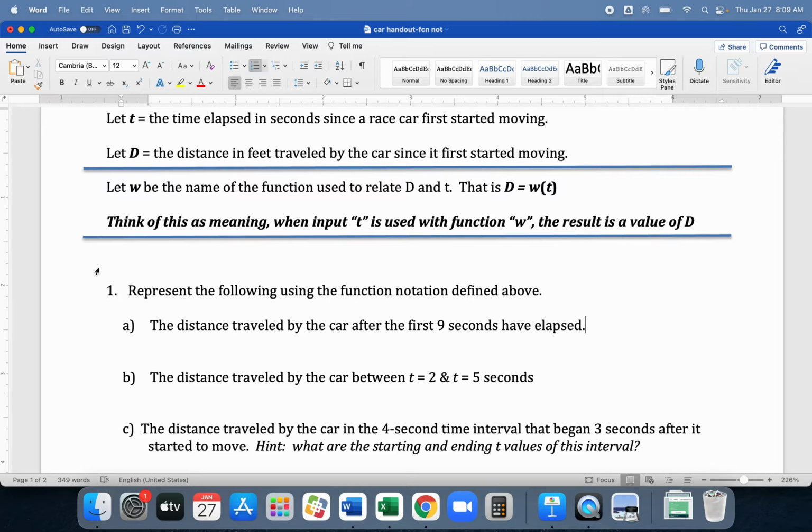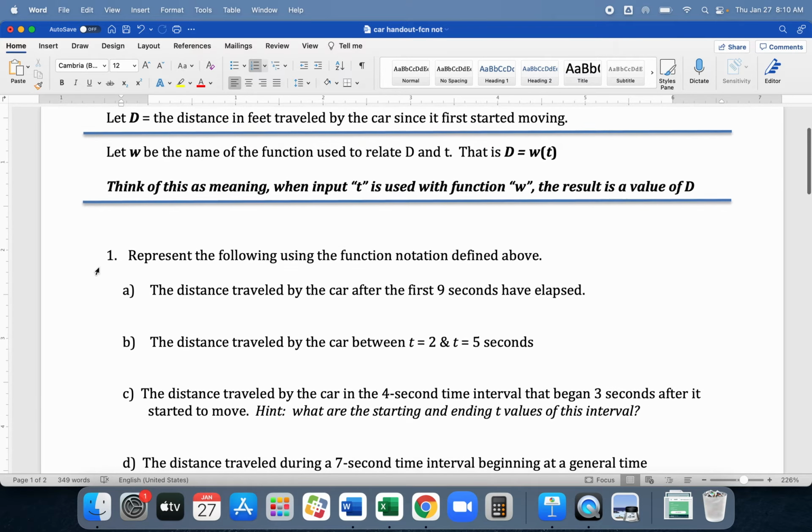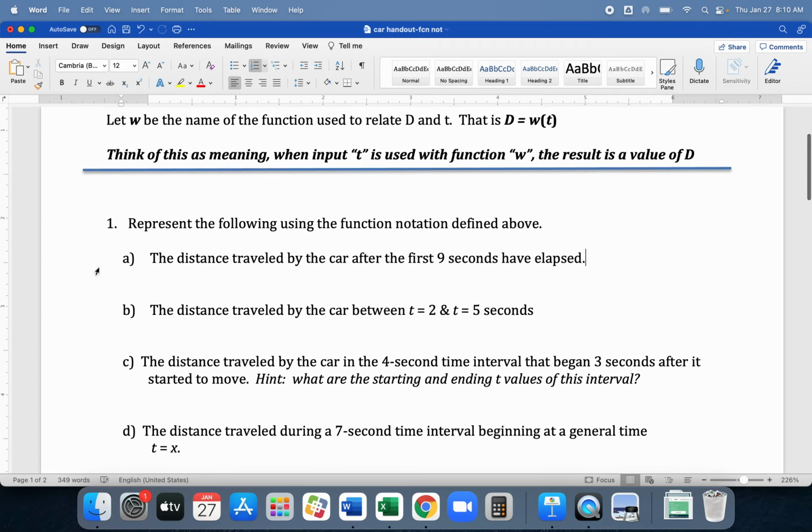So in boldface, you can see this reminder. Think of this as meaning when input t is used with function w, the result is a value of d, distance. All right, so t is time in seconds, d is distance in feet. And I've got 4 questions to think about here. I want you to try to represent using function notation the things that are listed in A through D. So for A, you don't have to compute anything. We don't have a formula. I don't know how fast this car is going. We just have function notation to express things.